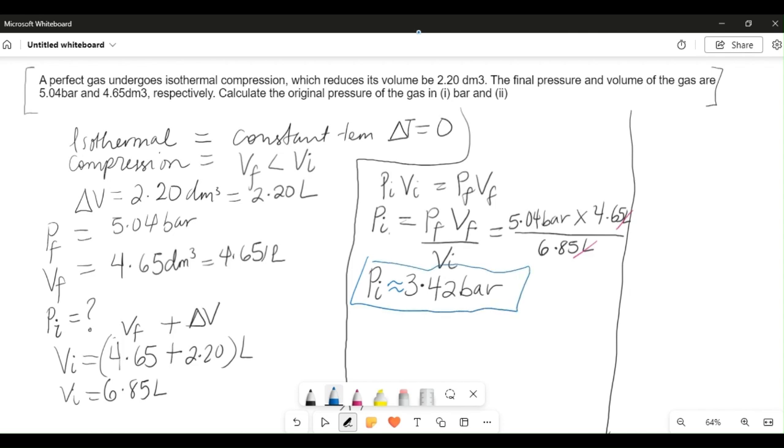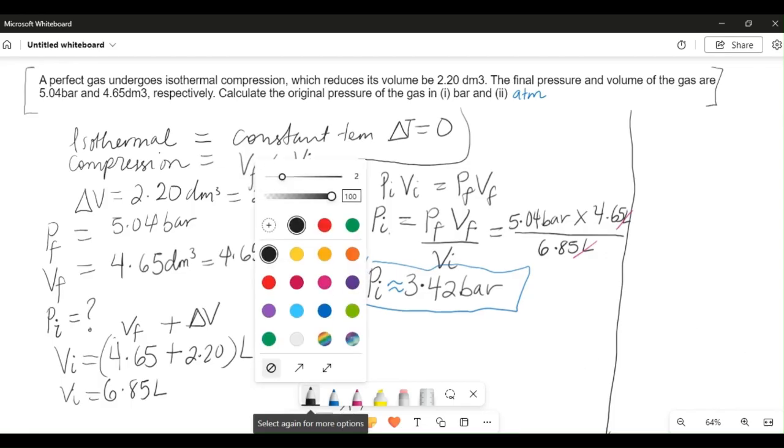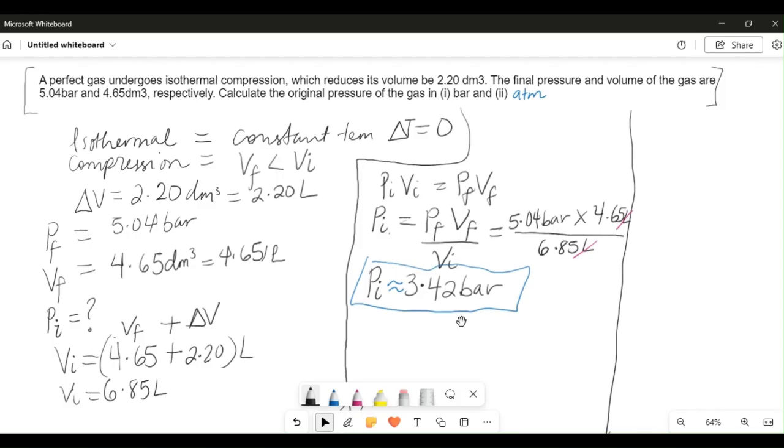The second part of the question is asking us to do it in atmospheres. So question 2 is asking us to do it in atmospheres, which just involves a change in units. If you've not watched my change in units video, make sure you do watch it. I think it's going to be very important in order for you to solve this. But let's move on.